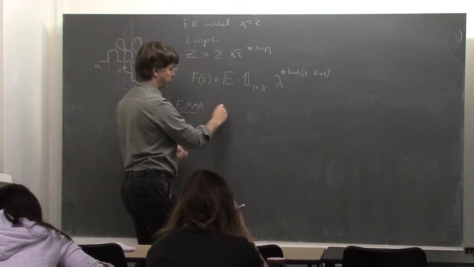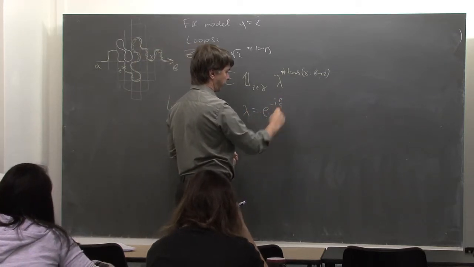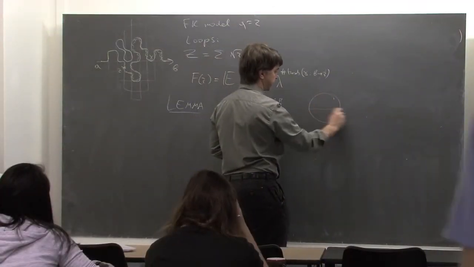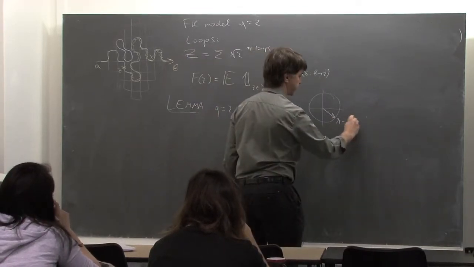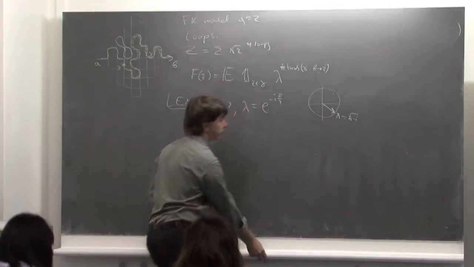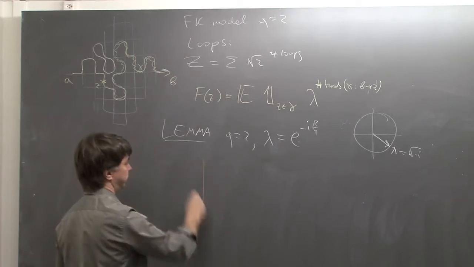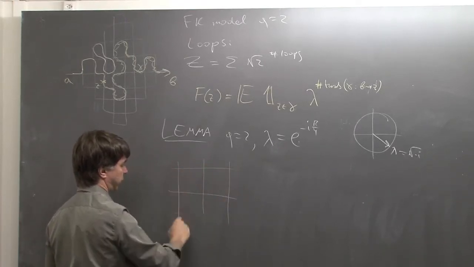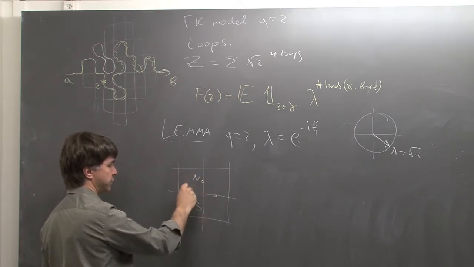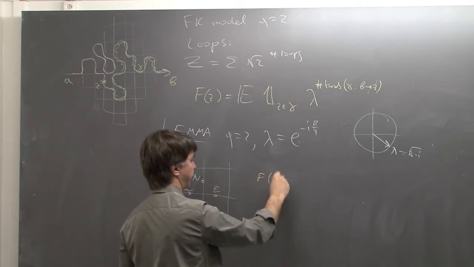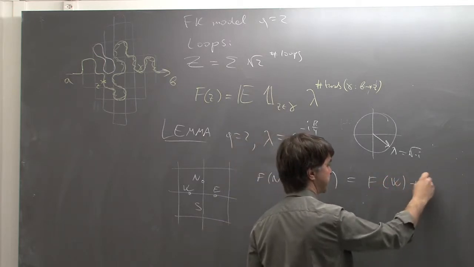Then the lemma was that for Q equal 2, if we take lambda equal e to the power minus i pi over 4, so this is lambda, it's the square root of minus i, then we have a property that for any four neighboring edges, let's say label them north, south, west, and east, f of north plus f of south is equal to f of west plus f of east.